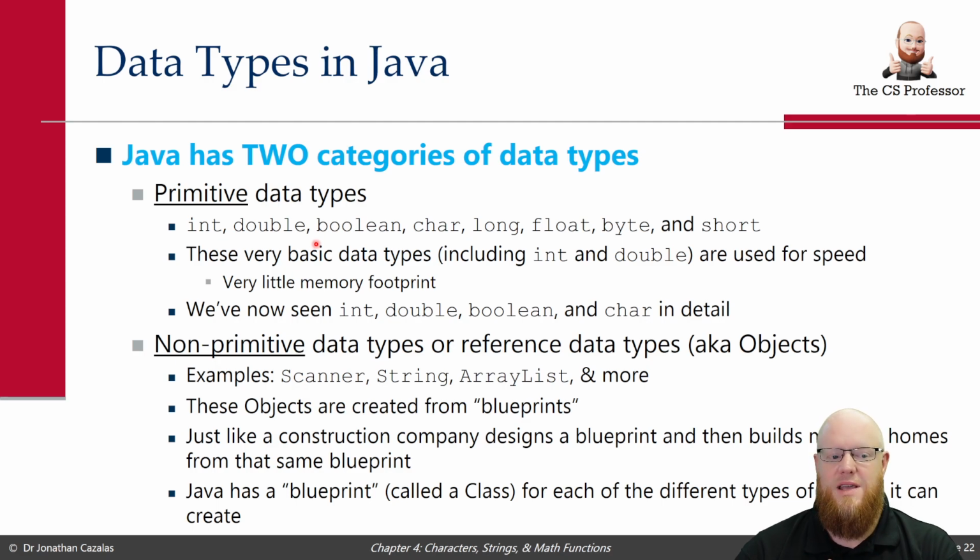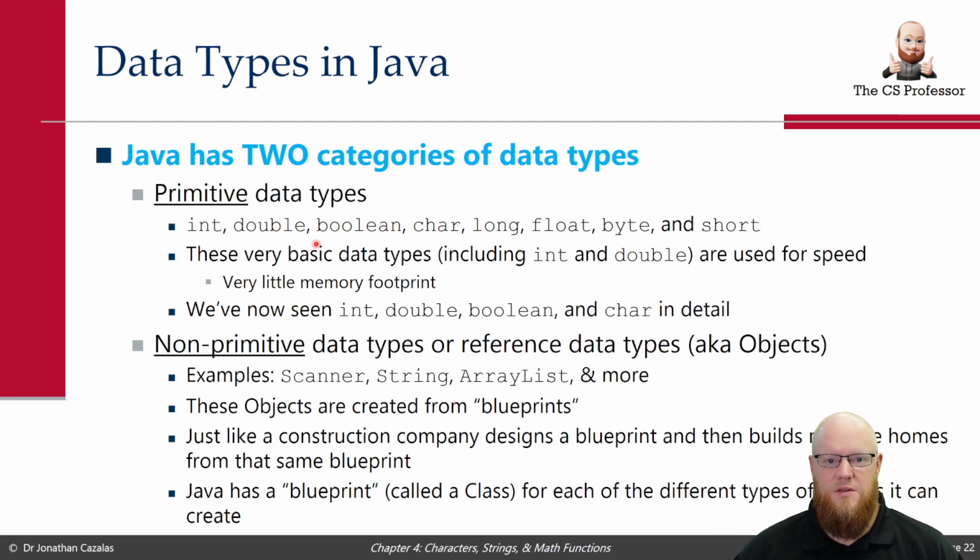So back now to data types. We talked about primitives, how Java has primitive data types. That's one category. And there's 8 primitives: int, double, boolean, char, long, float, byte, and short. We've seen 4 of those in detail now. Int for an integer, double for real numbers, floating point numbers, boolean for true and false, and now char for single character values.